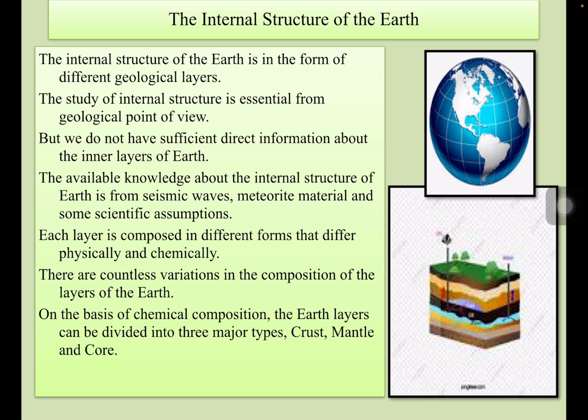Each layer is composed in different forms that differ physically and chemically. There are countless variations in the composition of the layers of the Earth. On the basis of chemical composition, Earth layers can be divided into three major types: crust, mantle and core.